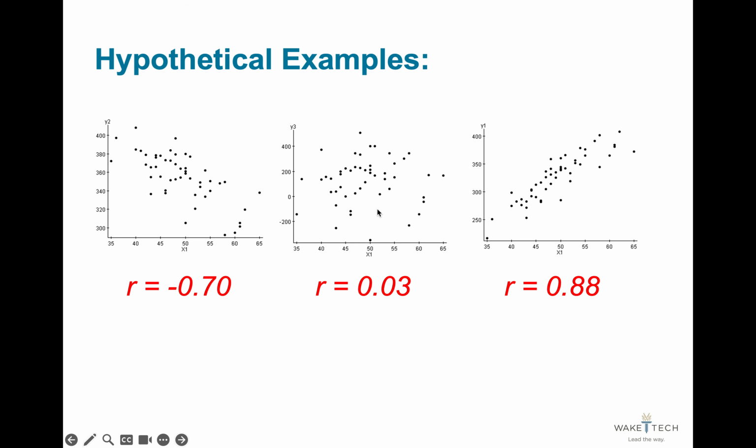This one in the middle, there's really no general upward trend or downward trend. We can see it's all just kind of scattered about and not really following any trend at all. So it has a correlation coefficient close to 0. So this is at 0.3.